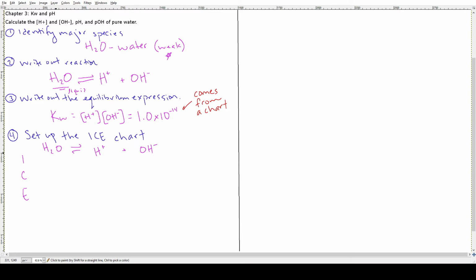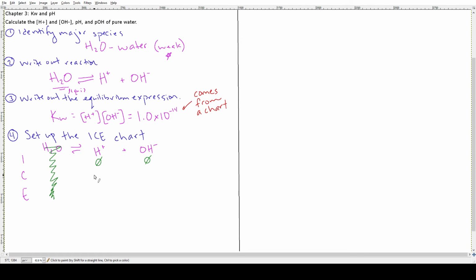Okay, so let's think about what we're starting with here. Water. We started with water. However, water is a liquid, so it doesn't go on the ice chart. But we started with water, which meant we did not have any hydrogen or hydroxides. So good, we have our initial concentrations, but it doesn't tell us anything else. So if it doesn't tell us anything else, we have nothing in the equilibrium line. What do we have to do?